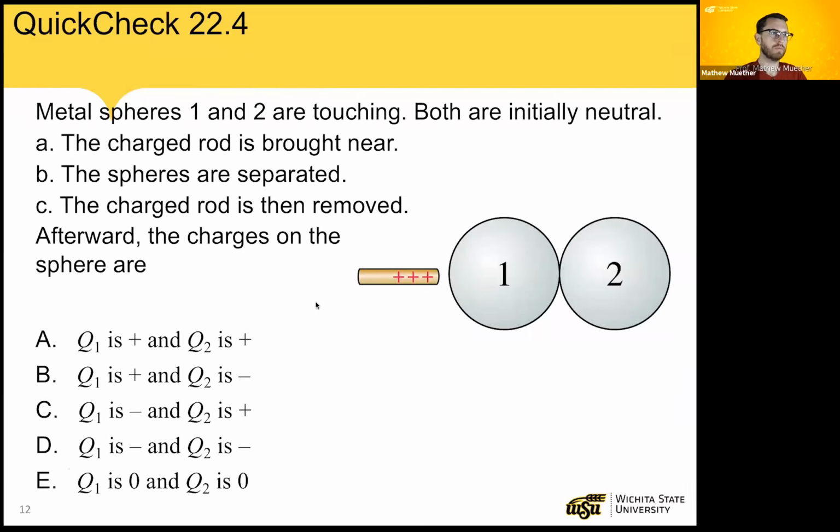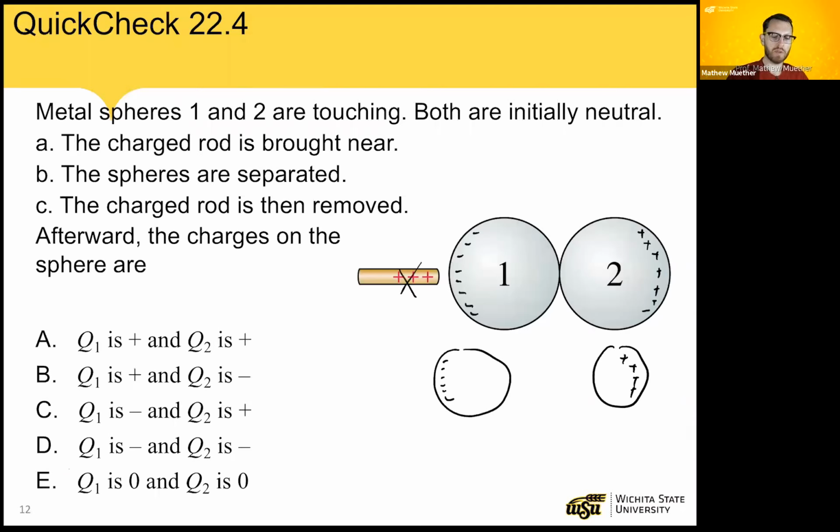Okay. So most of you selected that object 1 would be negatively charged and object 2 would be positively charged. That's the right answer, right? I bring this rod nearby. It's going to pull the negative charges closer to the positive charge. It's going to leave object 2 positively charged. If then I keep that object in place and I separate them, right? Negative charge over here, positive charge over here. Now they're no longer physically contacting one another. And then I remove the rod.